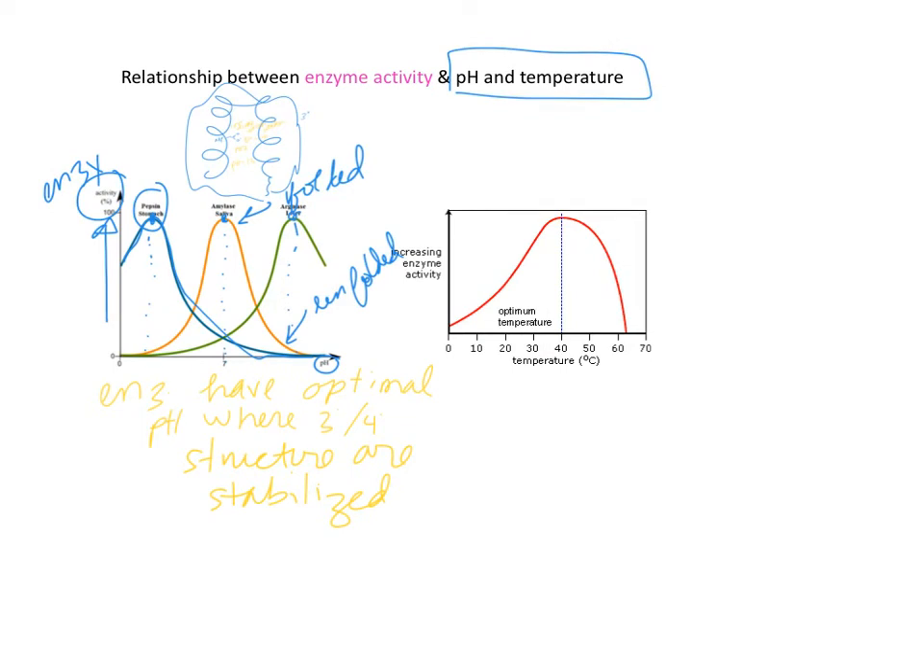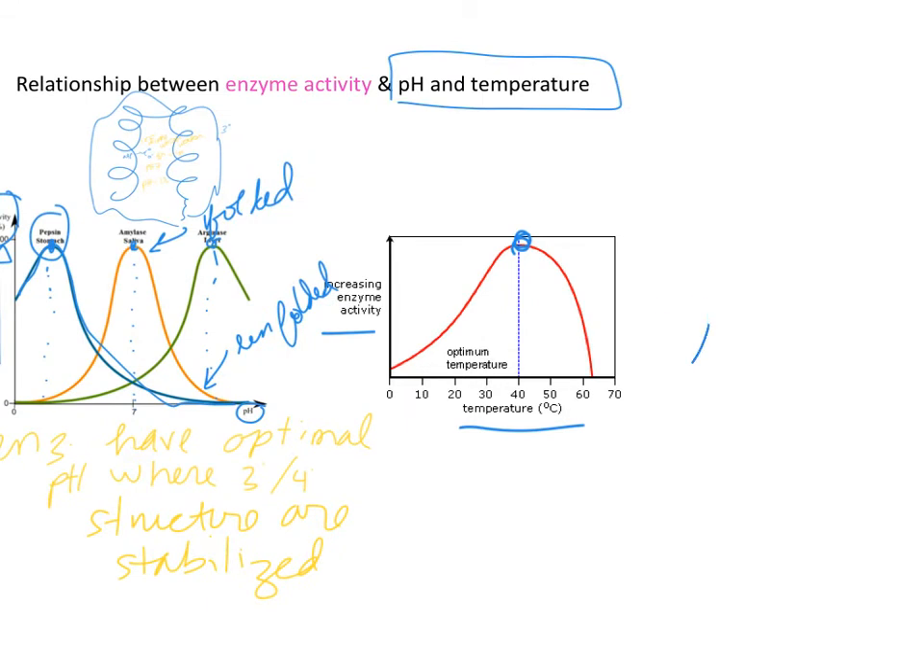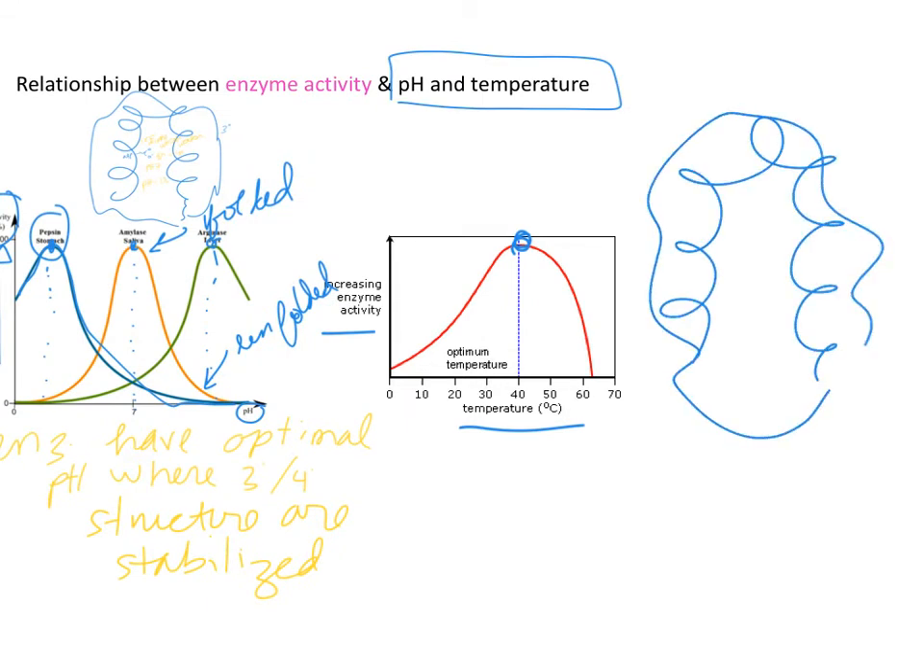So temperature is actually very similar. You notice the curves look really, really similar. In this case, again, we have enzyme activity on the left-hand side on the y-axis, and then temperature down here on the x-axis. And it also makes a bell curve because there's also an optimum temperature. And the reason for this is not too hard to imagine. It has to do with stabilization of the protein structure.